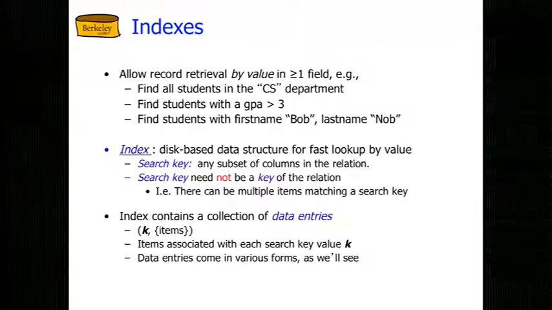But you can search on things that aren't keys. So you can search on GPA, even though 2 people have the same GPA, that's fine. So don't confuse the notion of a search key with this other notion we're going to describe, the key of a table.